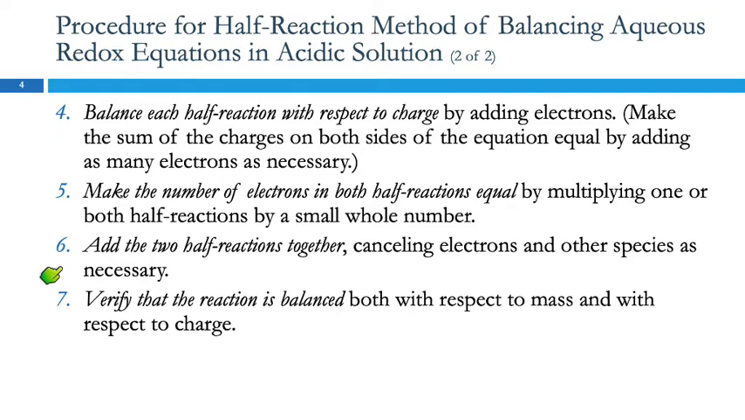Then we add the two half reactions together. The electrons will cancel out because that's what we're setting it up to do. And sometimes you can cancel out other things like water. And then you should always verify at the end that your reaction is balanced. Go through and look for the number of atoms of each element, and then also make sure that the charges are the same on both sides.